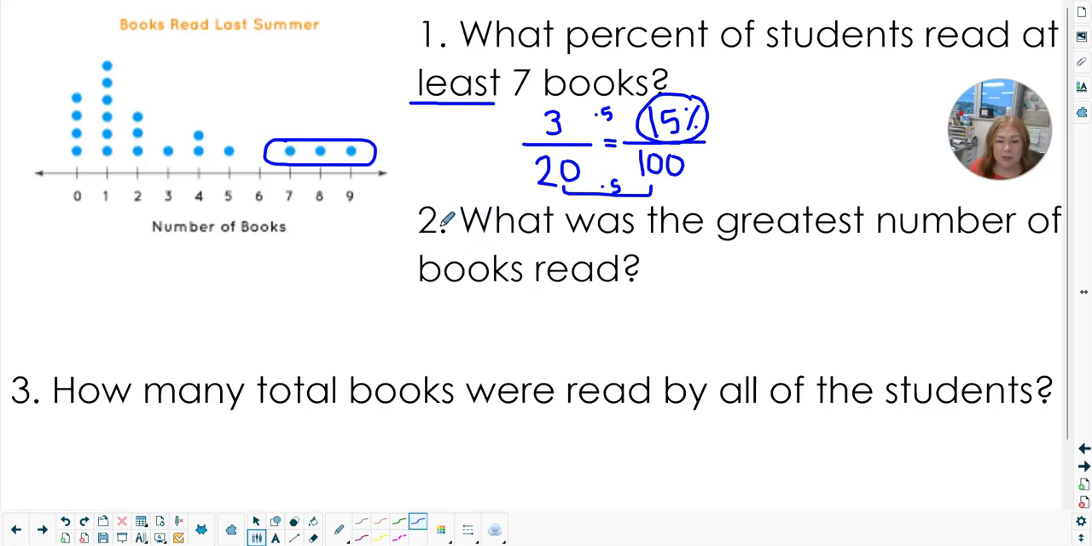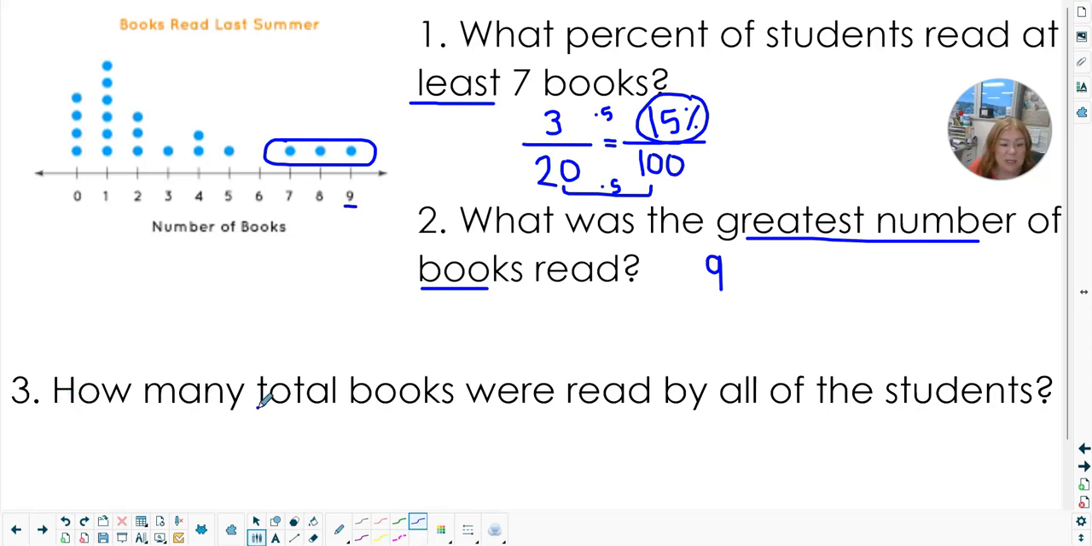Our next one, number 2, says what was the greatest number of books read? So we're talking about the greatest number of books, right? Number of books are on the bottom. So our greatest number is 9. Not the most common, right? The most common was 1 book. But one student over here read 9, the greatest number of books. We got to pay attention to greatest goes over, common goes up.